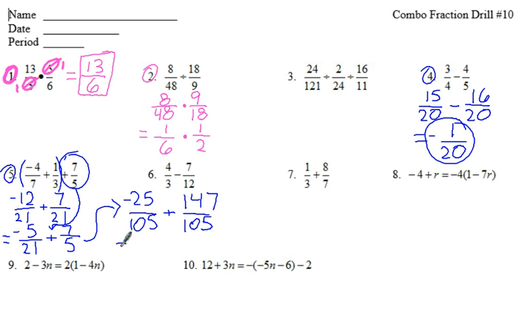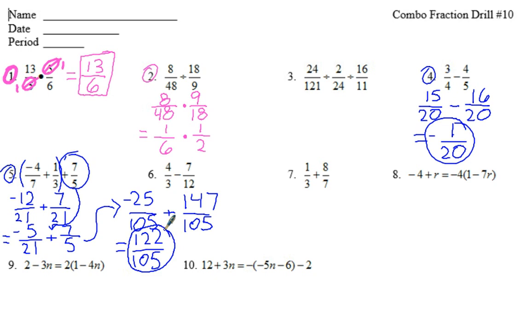Now we can add these together because we have a common denominator. So we know it's going to be something over 105. We are doing negative 25 plus 147. Can you do that mental math? That's going to give us a positive 122. 122 over 105. Cannot simplify that anymore. So that is our final answer. I'm going to let you guys finish up the rest of these fractions.